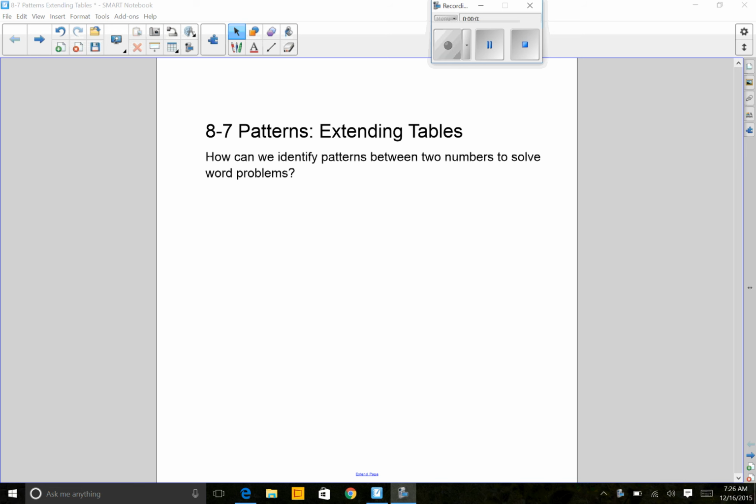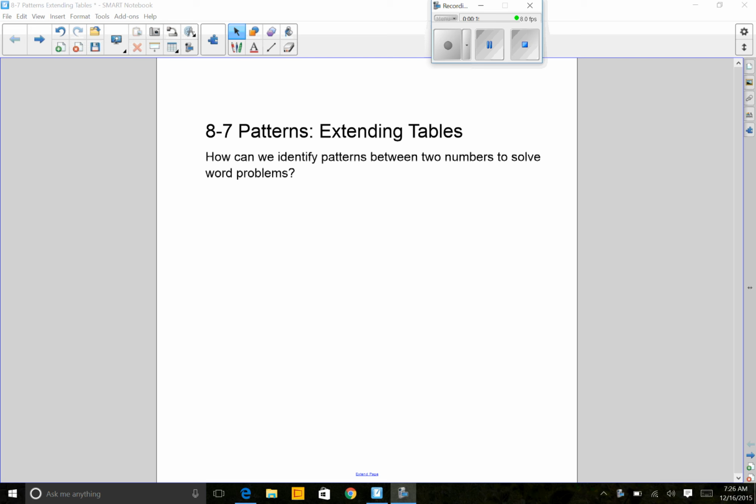This is topic 8, lesson 7, patterns extending tables. So how can we identify patterns between two numbers to solve word problems? In this case, this is a little bit different. We're going to be doing tables again like you've done in the last two lessons.